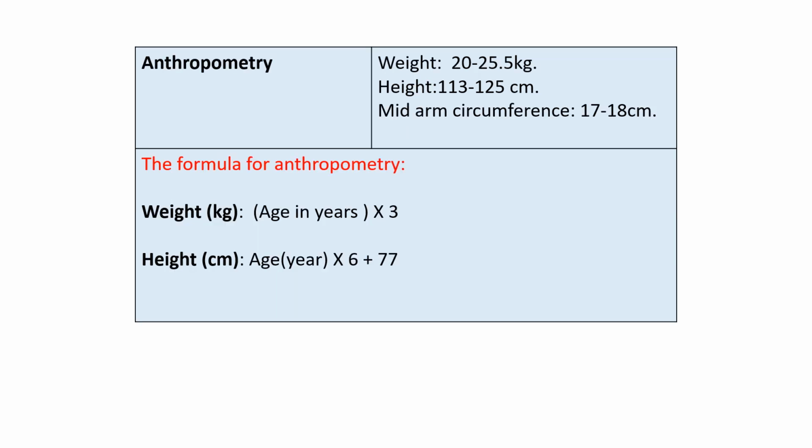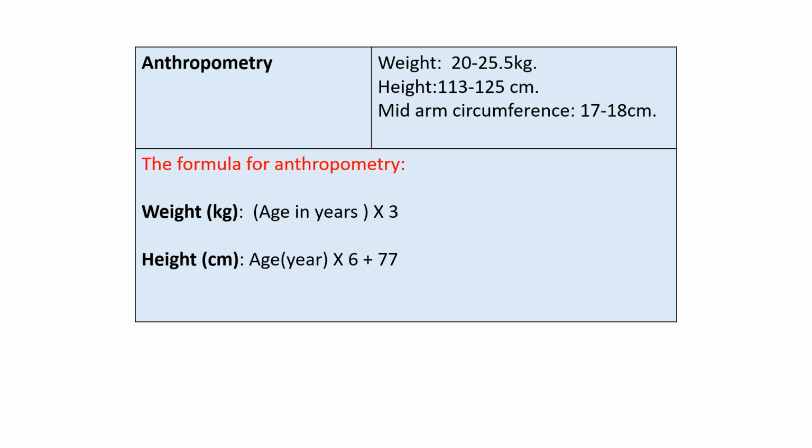Anthropometry. Here for a schooler we will be checking height, weight and mid-arm circumference. Weight is 20 to 25.5 kg and height 113 to 125 cm. The mid-arm circumference is 17 to 18 cm. The formula for anthropometry is weight is equal to age in years into 3. Height in centimeter is equal to age in years into 6 plus 77.